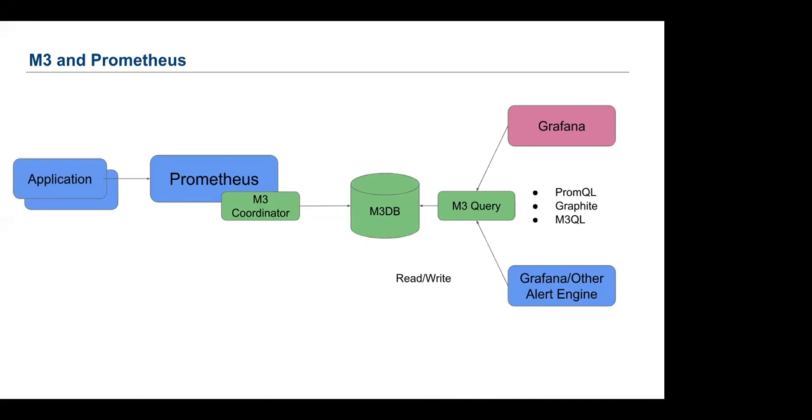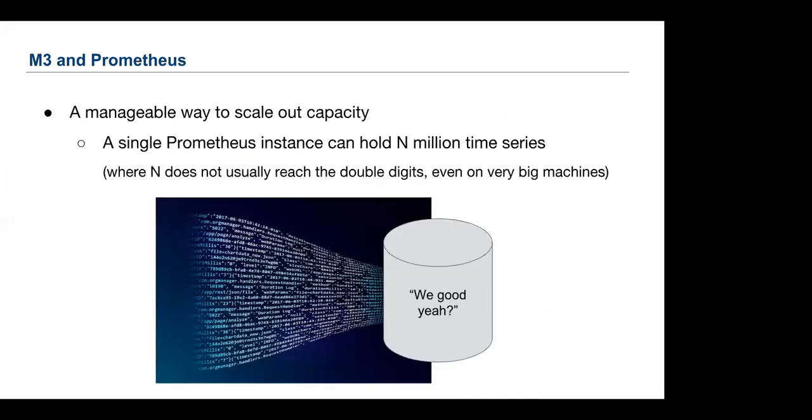And currently we support PromQL and M3QL internally. We're planning to open source all these so that everybody can use it. And if you do this, you get all the nice properties of M3 Query, which I mentioned earlier. Cool. So now what we have until now is a manageable way to scale out capacity.